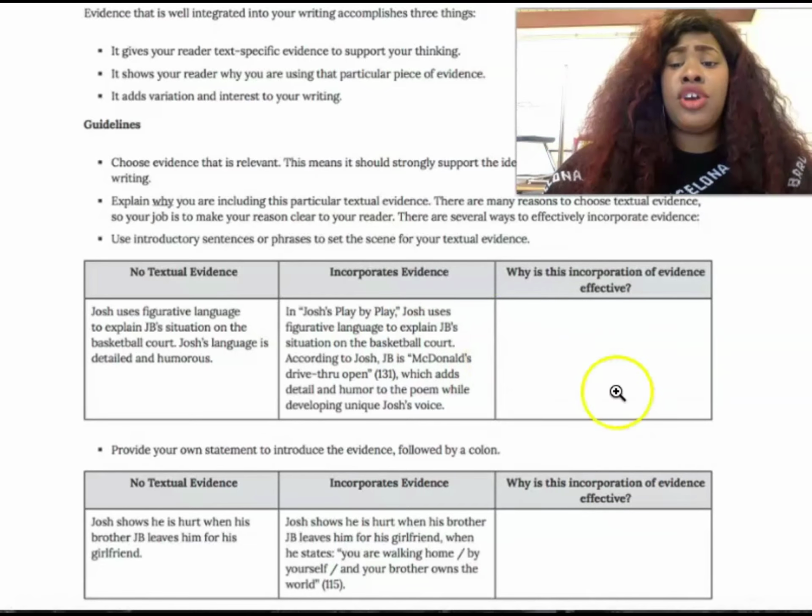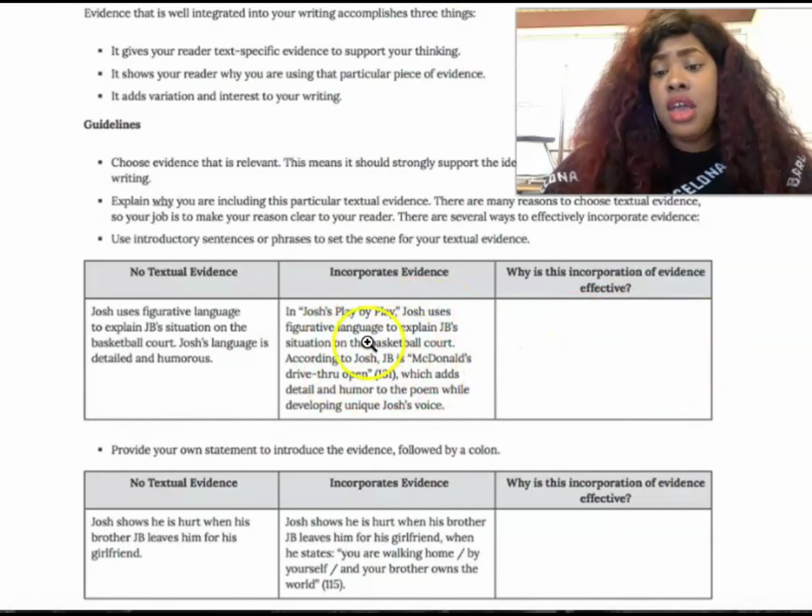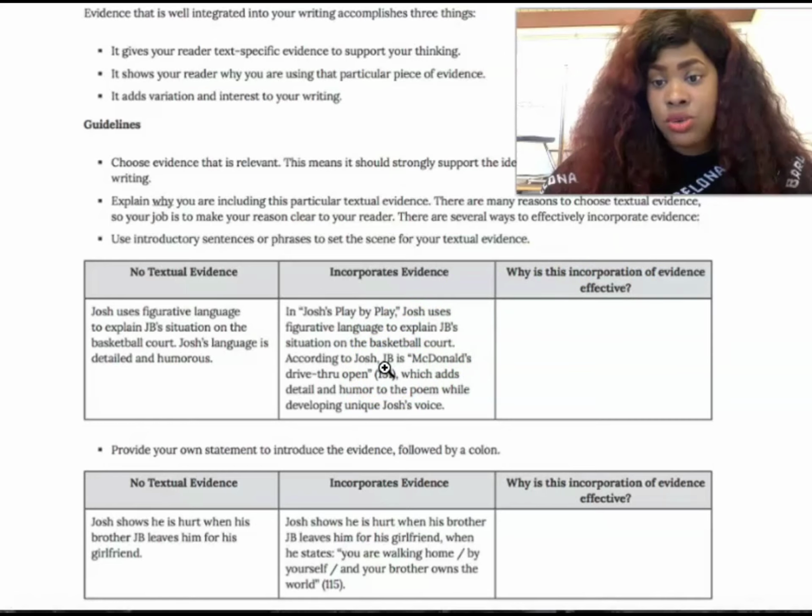Now I want you to answer, why was this evidence important or effective? Why was this evidence a good idea? What did it add to the information for the reader?